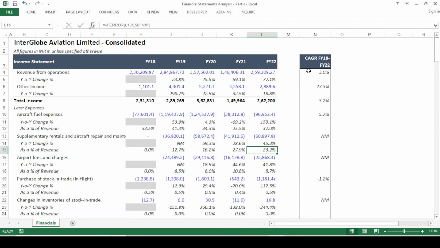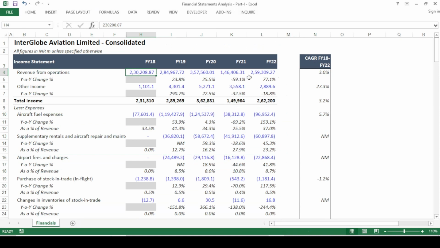I've also added the CAGR column for all these line items. So CAGR basically means compounded annual growth rate. Now this is going to give us a single rate of return. For example, I'm talking about the compounded annual growth rate for the period FY18 till 22. Now for this 5-year period, if I talk about the revenue, how has the revenue increased from this point to this point?